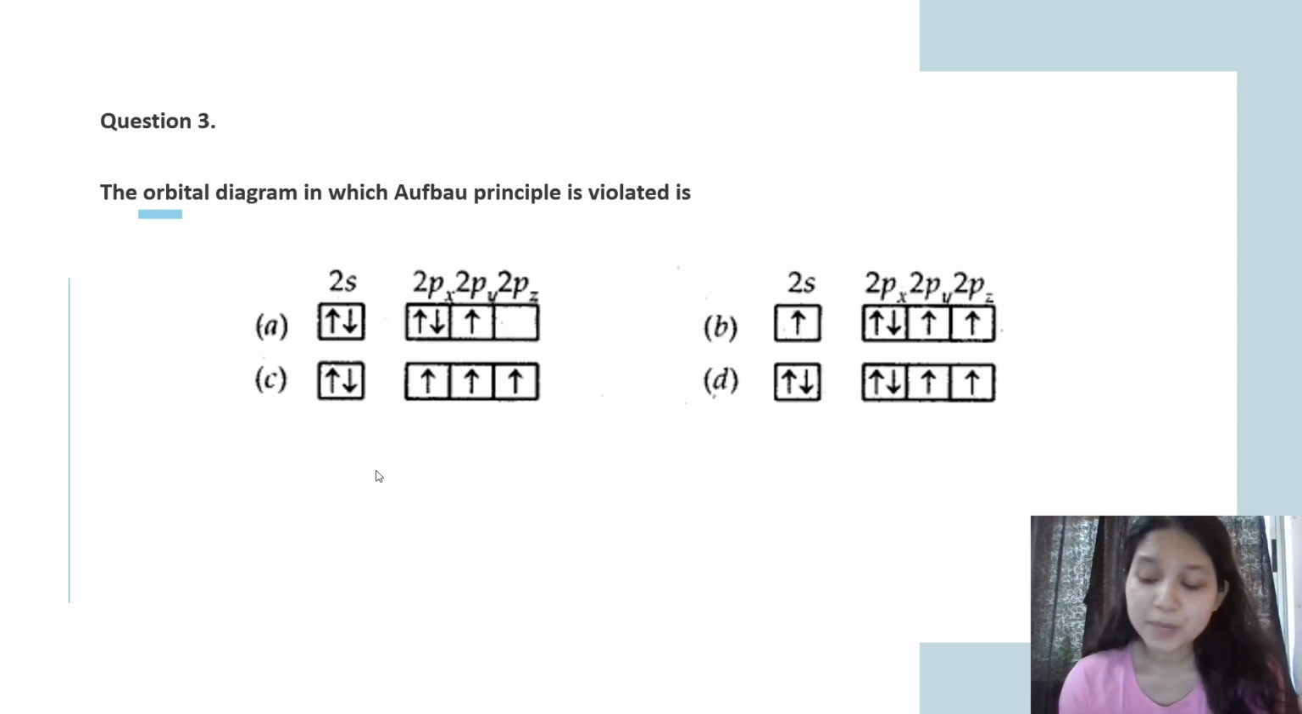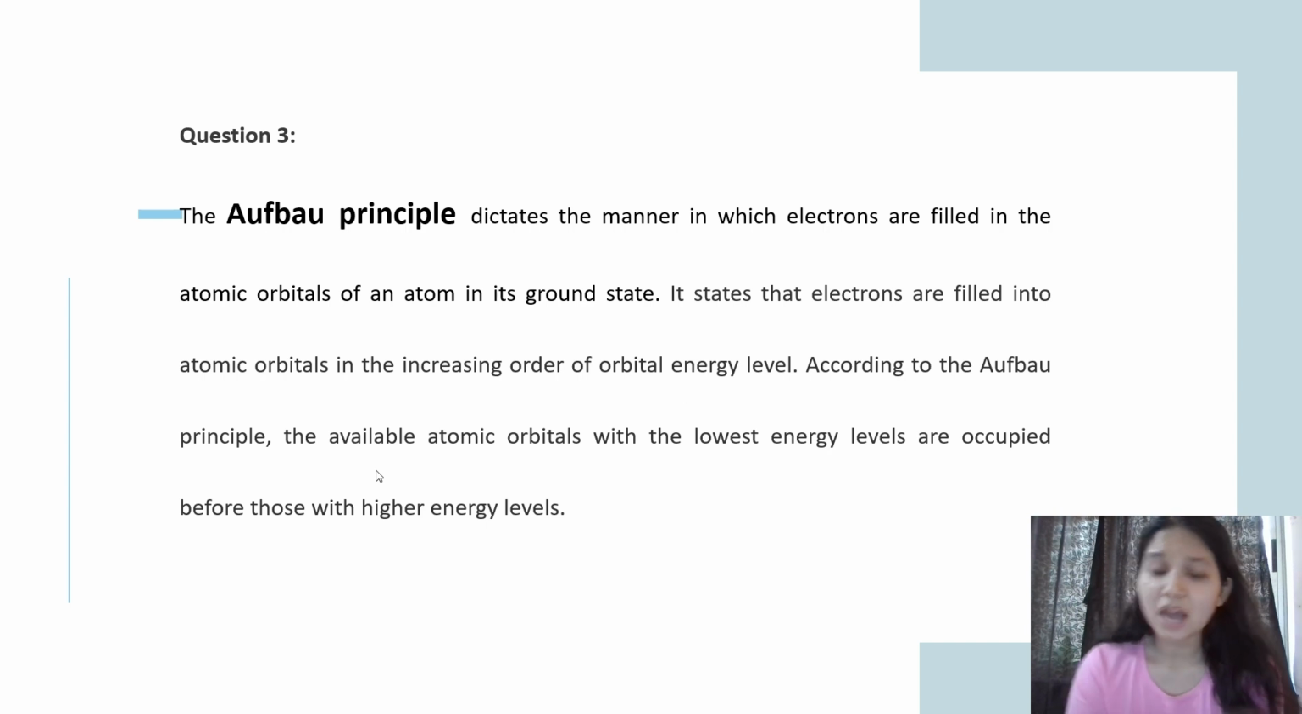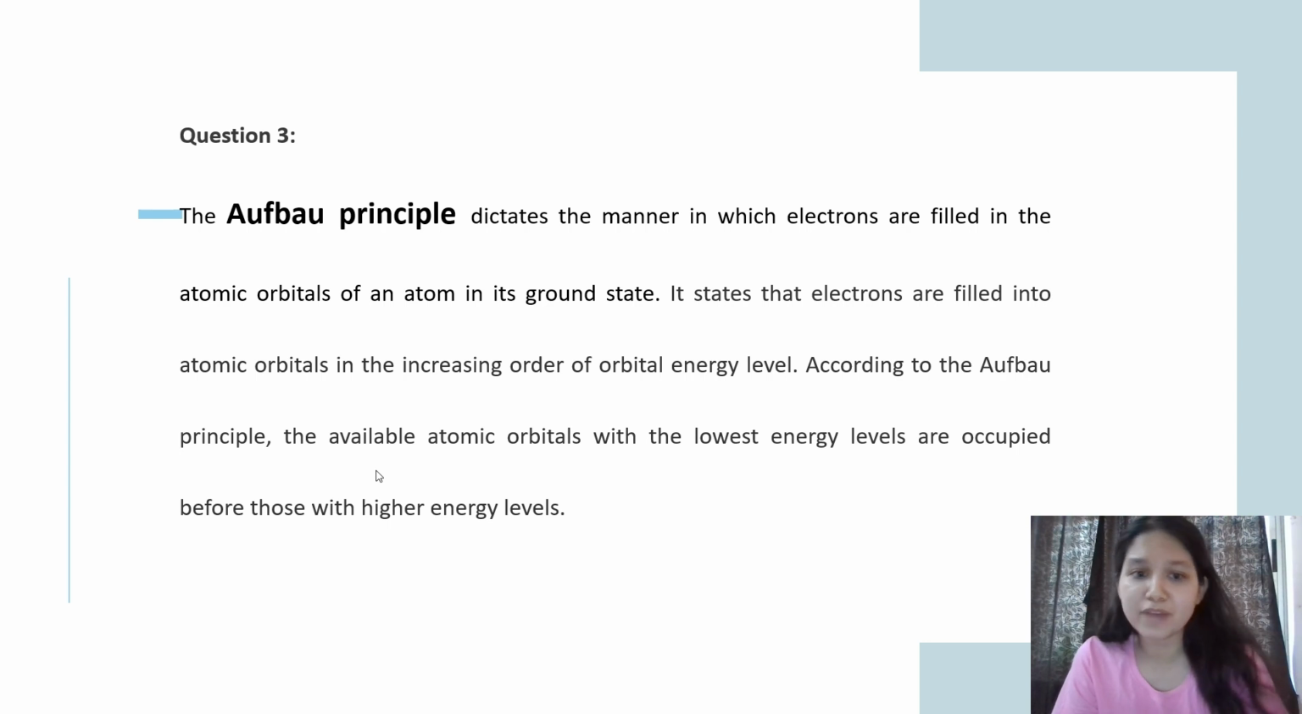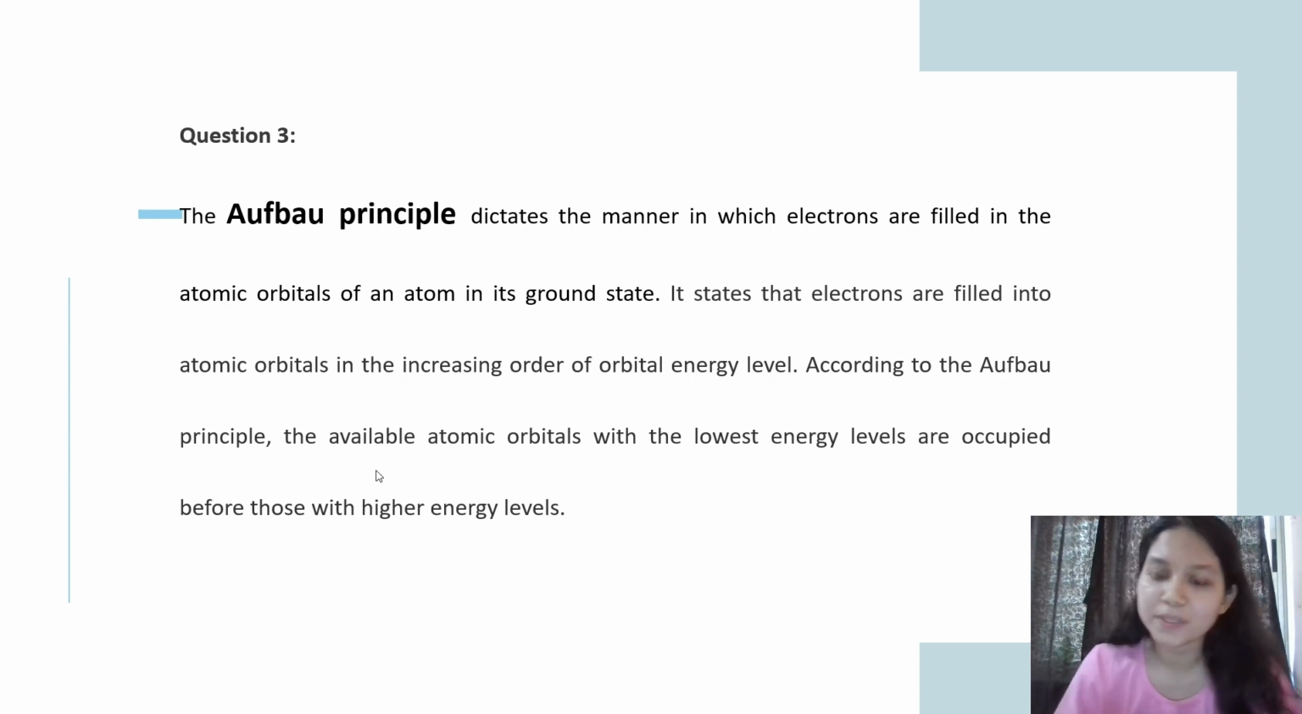In the first lecture by Professor Neeraja, she taught you these principles, how electrons are arranged in orbitals, shells and subshells. So based on that, you have to figure out which set of these four is violating our above principle? The above principle dictates the manner in which electrons are filled in the atomic orbitals of an atom in its ground state. So electrons are filled in the order of increasing order of the orbital energy level.